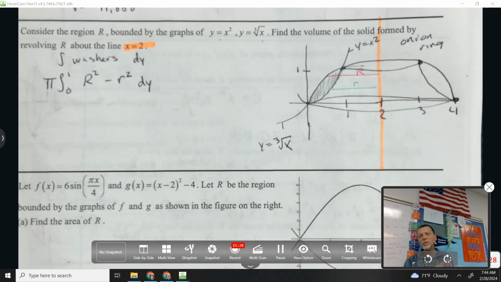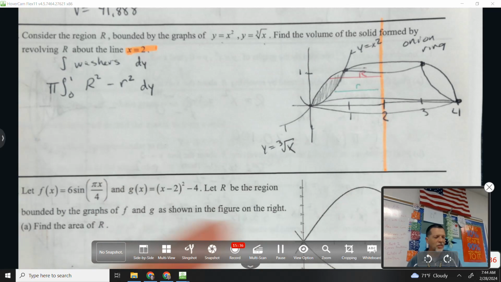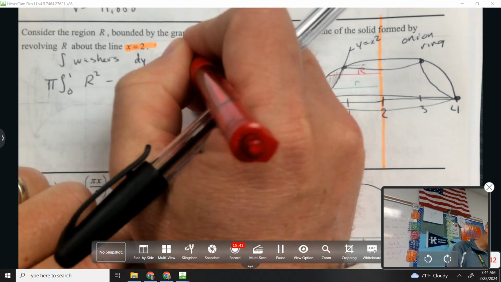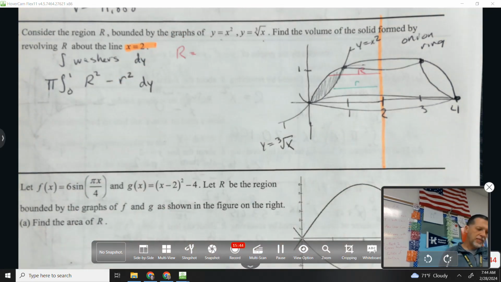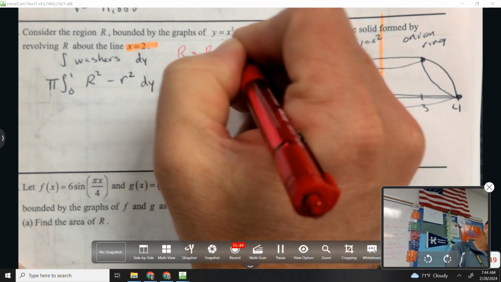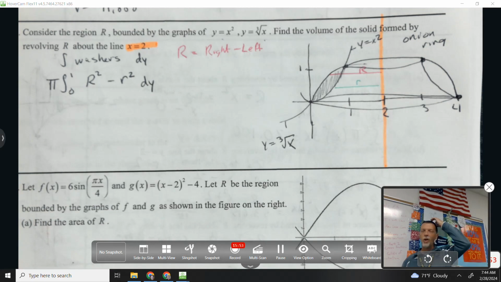The other problem with putting the pi out front every time is sometimes people just forget the pi altogether, and they do r squared minus r squared. Like, wait a minute, these are circles. You got to have the pi in there. All right, big R has to be in terms of y. It's a right and left thing, so I'll do right minus left. You can always come back to, if you need a length of something, you can always do right minus left or top minus bottom.